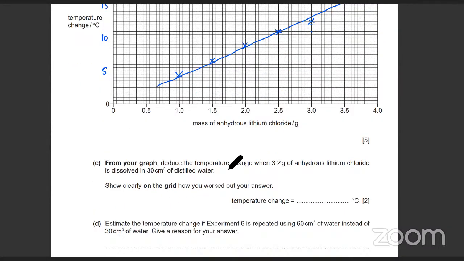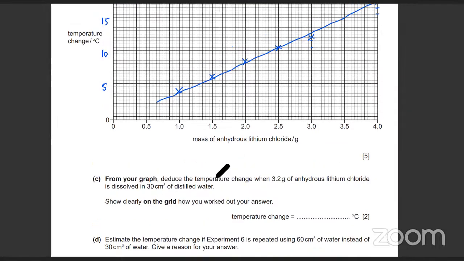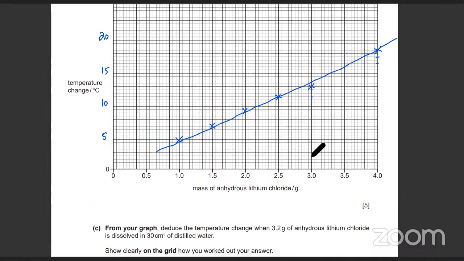Now, from your graph, deduce the temperature change when 3.2 grams of anhydrous lithium chloride is dissolved in 30 cm3. So 3.2 will be, this is 3.1, this is 3, so this is 3.2.